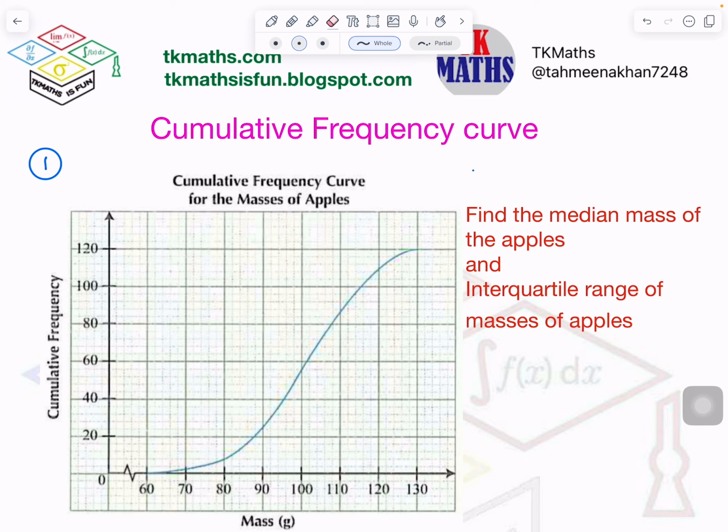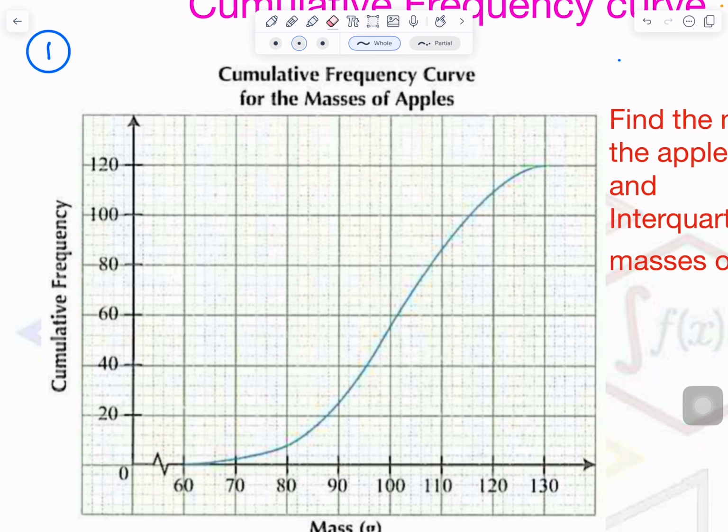There are two types of questions that come around cumulative frequency curve. One is about plotting it, and the other is interpretation of it, where a sketch is given to you. So I am taking an example in which a sketch is given to you, and you have to answer the question. First of all, let me explain what type of question comes, and then I will focus on the questions. So let me increase the size of this graph here.